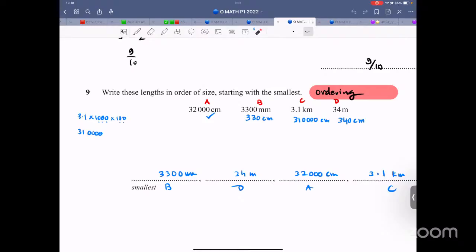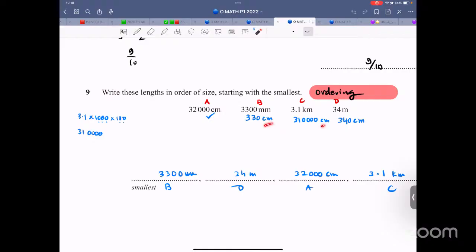So first of all, focus over here. What do we see? We see 32,000 centimeters. That's good enough. 3,300 millimeters, so cancel off a zero. That's 330 centimeters. 3.1 kilometers, multiply by three zeros to get into meters, and then multiply by two zeros. So technically, we multiply with five zeros. So 3.1 is 1, 2, 3, 4, 5, that is 310,000. And then 34 meters is 340 centimeters.